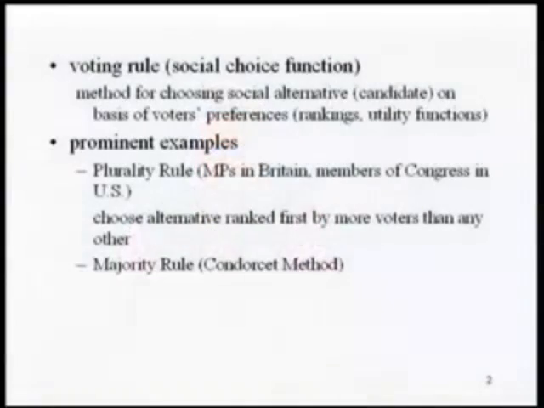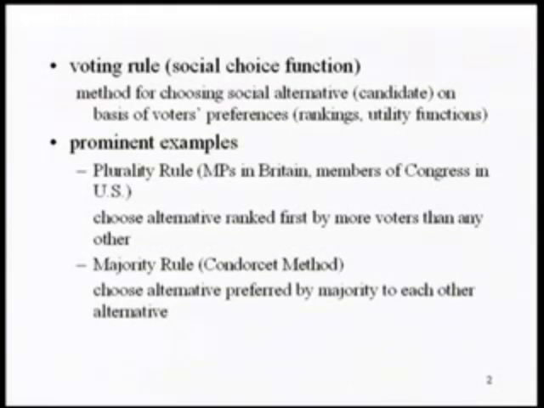Another well-known voting method is majority rule, or Condorcet voting, where we choose an alternative, provided it exists, that is preferred to each other alternative by a majority of voters.